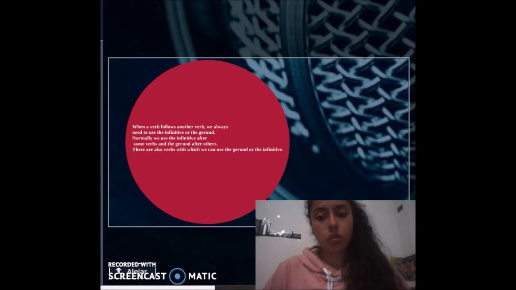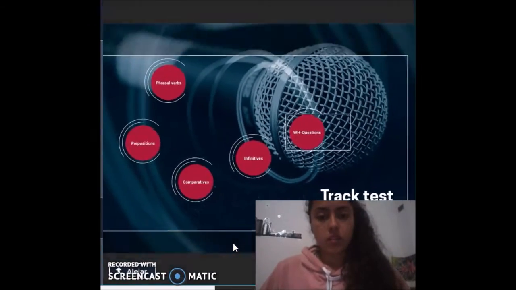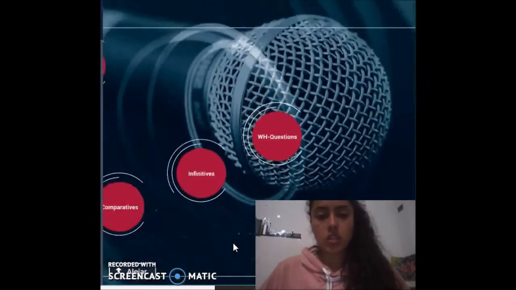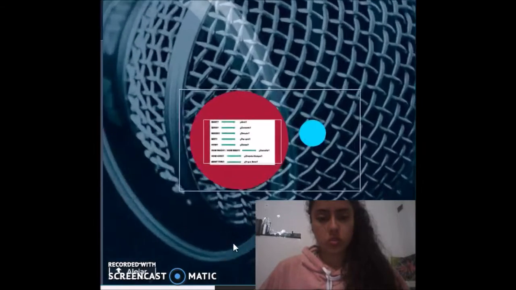When a verb follows another verb, we always need to use the infinitive or the gerund. Normally, we use the infinitive after some verbs and the gerund after others. There are also verbs with which we can use the gerund or the infinitive. The next topic is the WH questions.